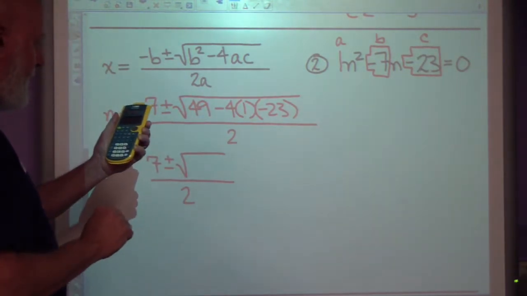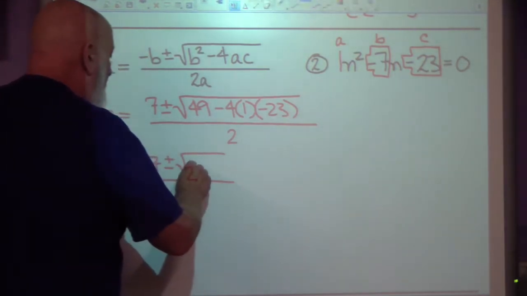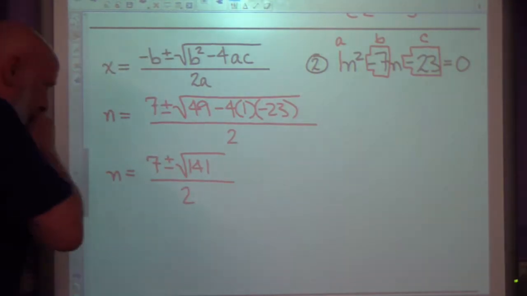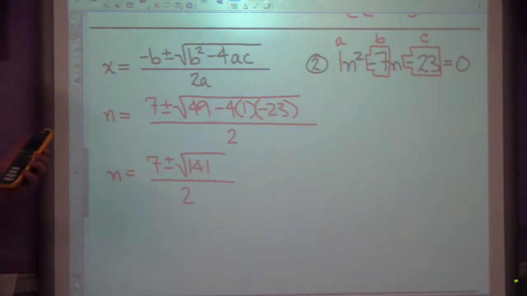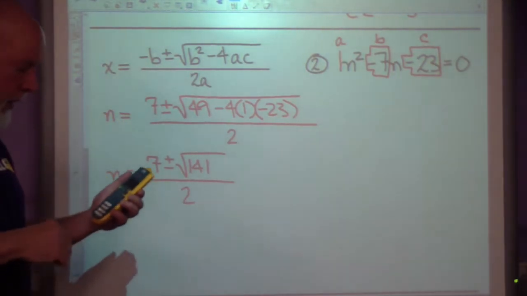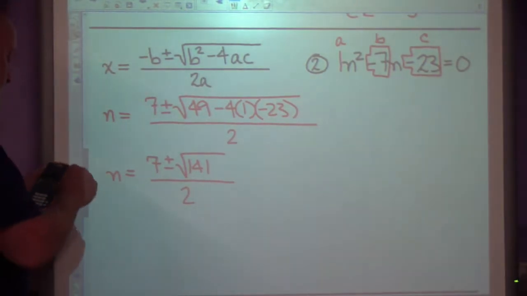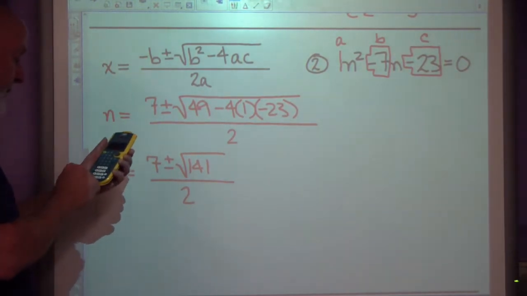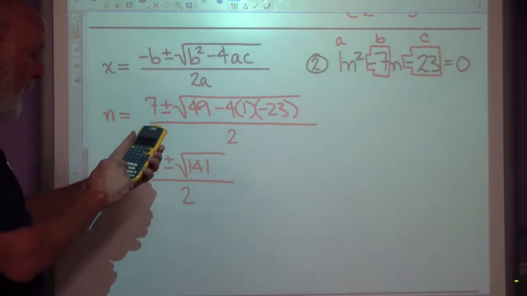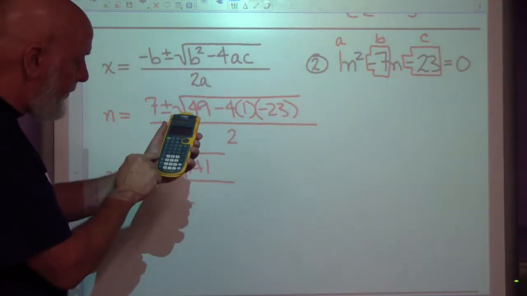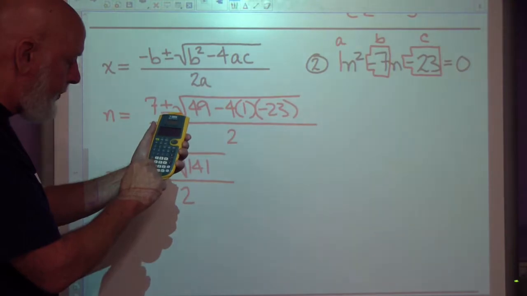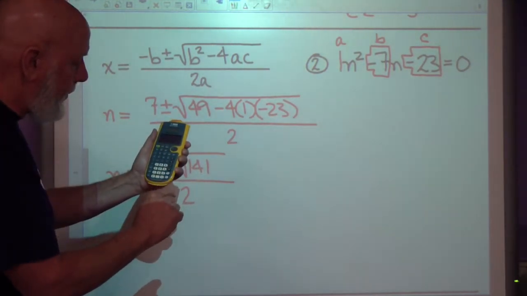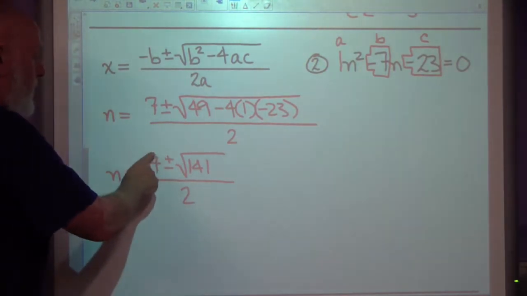Mercy. Okay, so I've got that. Now I'm going to see if 141 will simplify under the radical. We'll take the square root, the second function, square root 141, come out from under the radical and hit enter. It doesn't simplify. So these are our two answers.